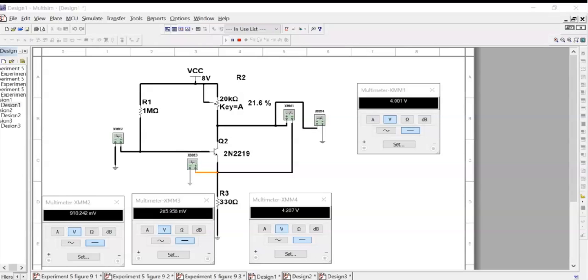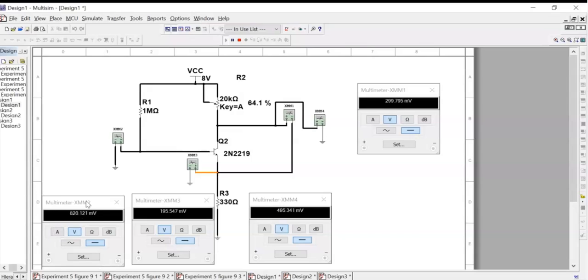0.286 volts. And we need to determine the condition of the transistor. Next, we need to adjust the potentiometer so that the voltage is almost 300 millivolts. Almost. Press A, press A, press A, press A. Shift A. Shift A. So this one is almost 300 millivolts.